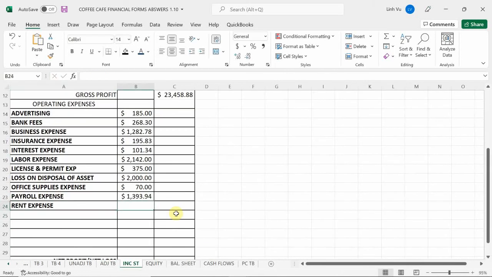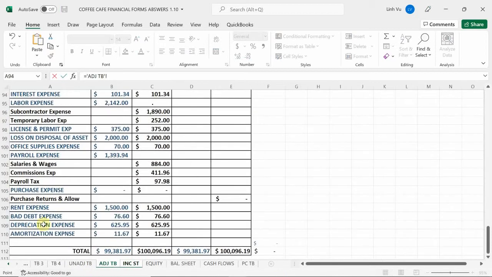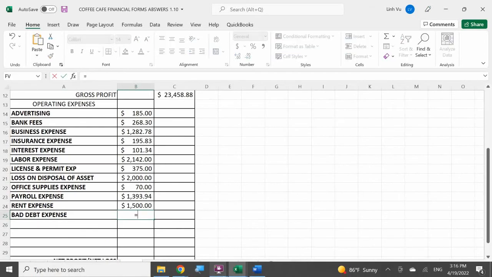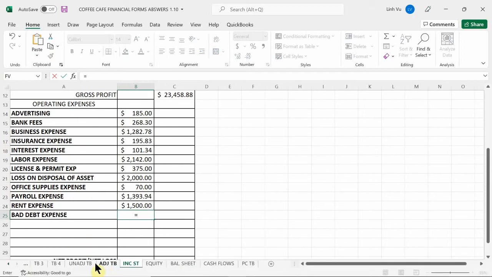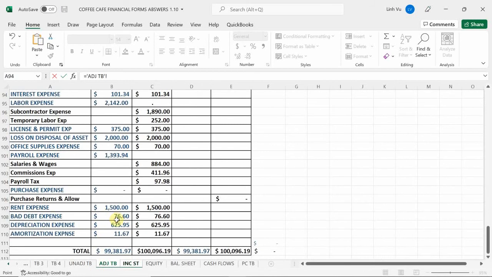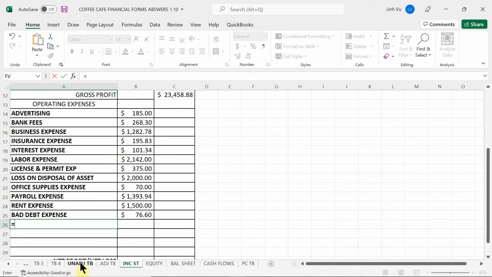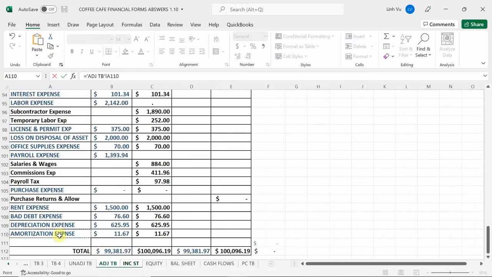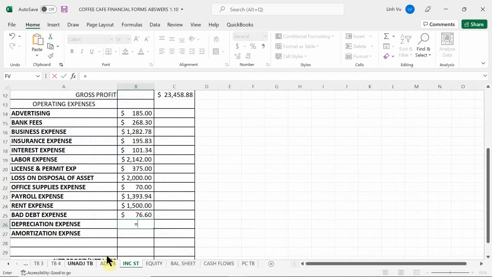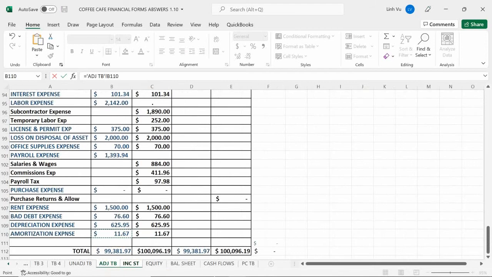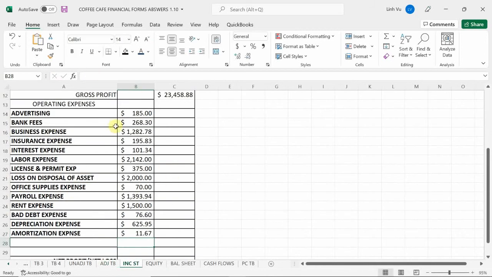Rent expense. I need a facility, right, to sell my coffee, to open up my shop. I've also incurred some bad debt because I let people borrow money, or pay me later. So that is definitely something I had to expense in my business. And I also had to adjust and use my depreciation as well as my amortization, to adjust my fixed assets because they were used. So again, that's all of my operating expenses.